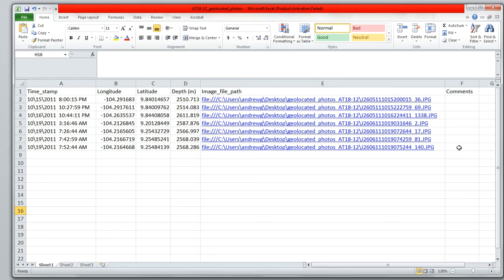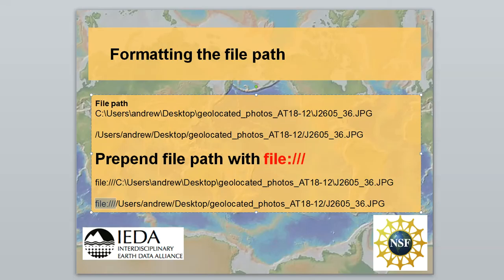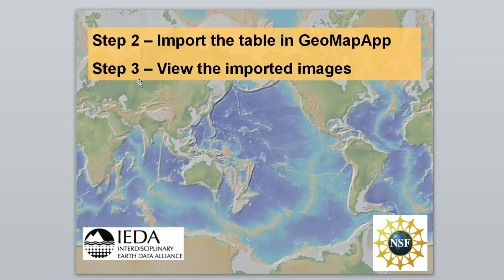We could also compile this information as an ASCII table, and the ASCII table would need to be comma separated, tab separated, or pipe separated. Once we have the table, we can import the table and then view the images as we'll show next. So let's start GeoMapApp.